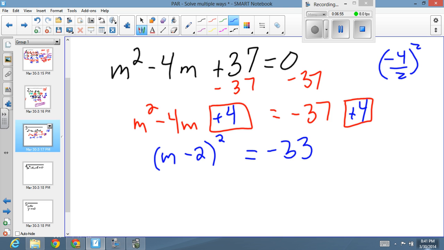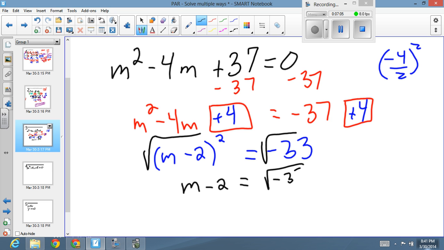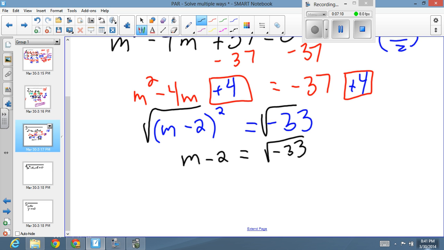and negative 33. I'm going to take the square root of each side. So I have m minus 2 equals the square root of negative 33. Uh-oh, red flag. Big time red flag. I can't take the square root of a negative. But if you recall, one of the things we did this year is we talked about how I can essentially take that negative, put it out in front, and call it i.